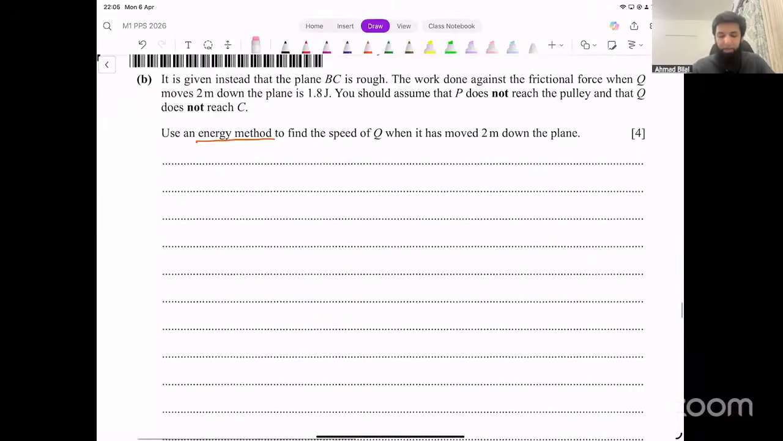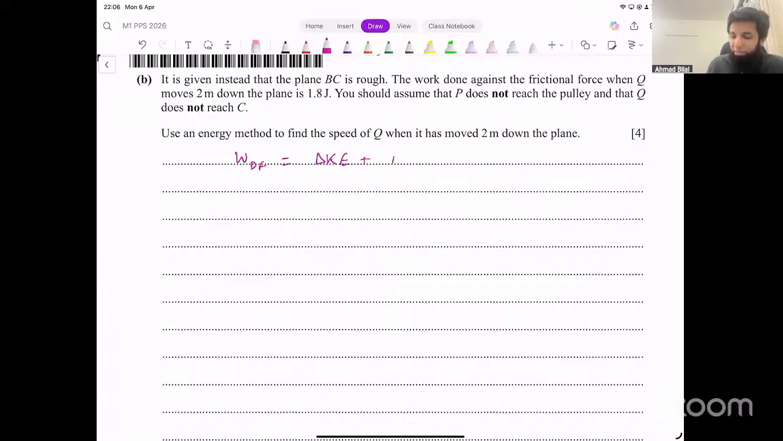Okay. Energy method, what is energy method? Work energy principle. Let's write that down here. What does the work energy principle say? Work done by the driving force equals change in kinetic energy plus the change in potential energy plus work done against resistance. You just have to input values in this and you'll get the result.